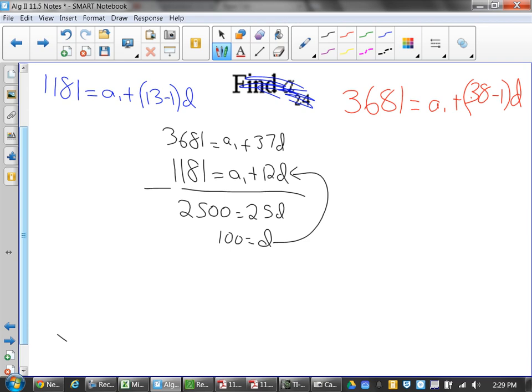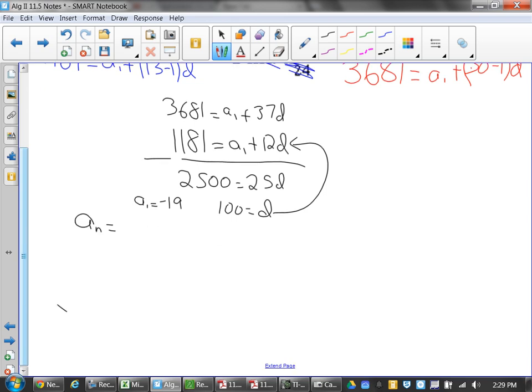Okay. So we know that our first term is negative 119. Our difference is 100. The generic or explicit rule then, put it together. First term, simplify out, and there's my generic rule, my explicit rule. When I go to do the recursive then, all I need to write out is what's the first term and what's the difference.